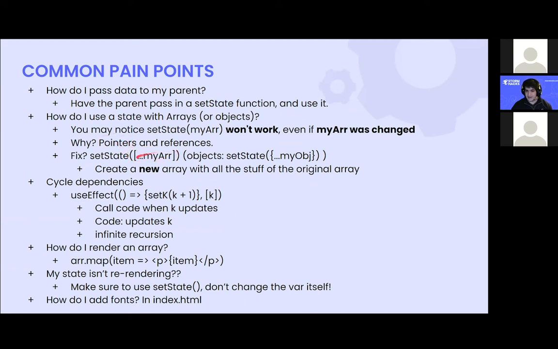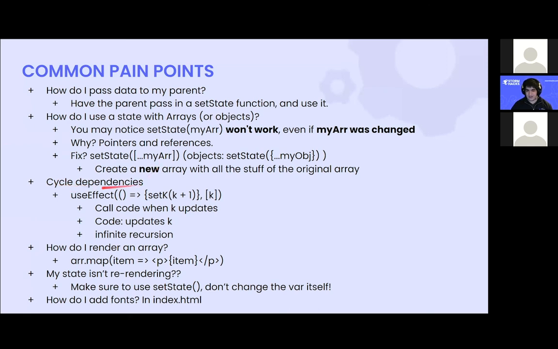So anyway, this is a common hack that you'll see in React, which at this point you see so much it's not even called a hack. It's just how you use state with an array. Same thing for an object, you just change it to curly braces, and then you're saying create a new object with all the same properties as my original object. So that's a common pain point. That's just something to learn.